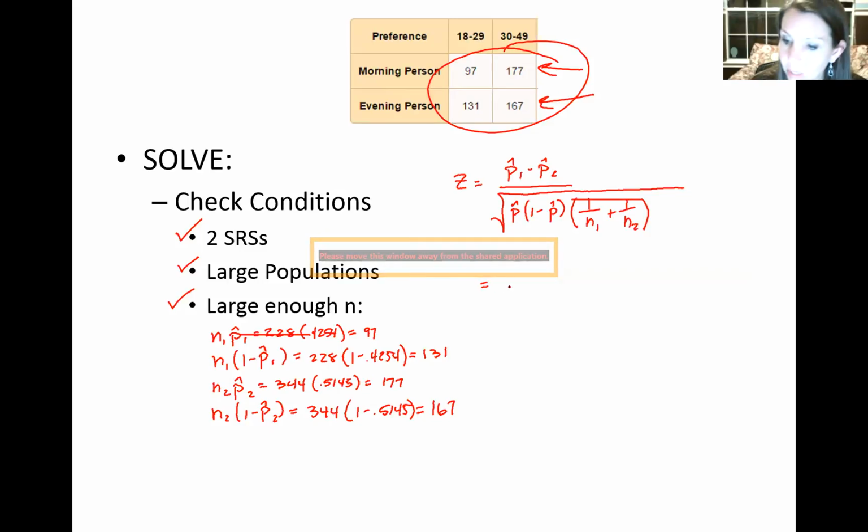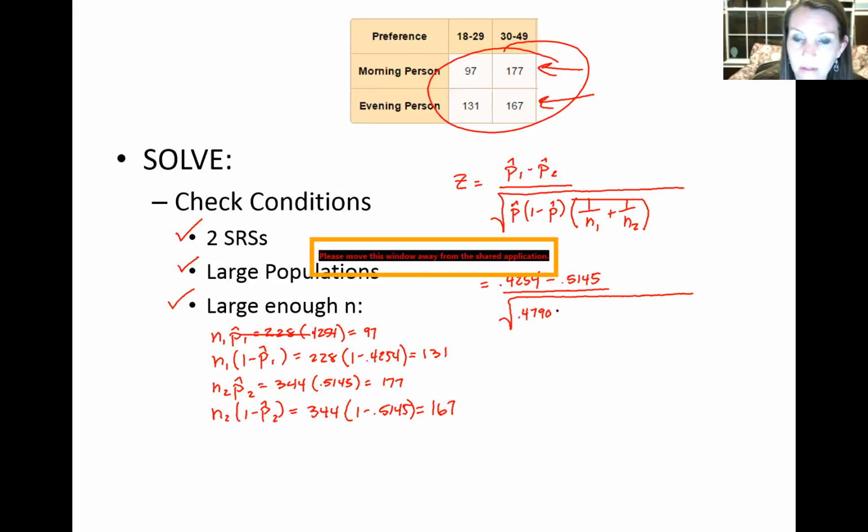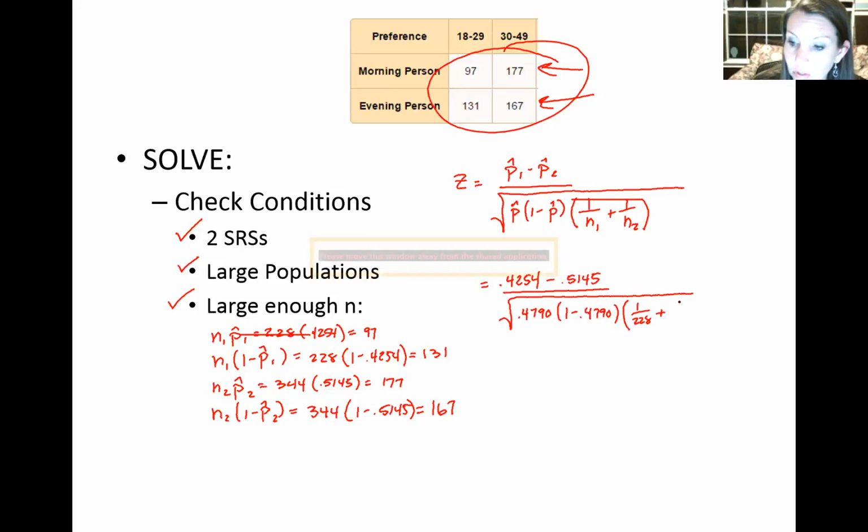So P hat 1 was 0.4254 minus P hat 2, which is 0.5145, divided by the square root of that pooled P hat that we calculated on the other page. So that was 0.4790 times 1 minus 0.4790 times 1 over N1, so that's 1 over 228, plus 1 over N2, which is 344, so 1 over 344.